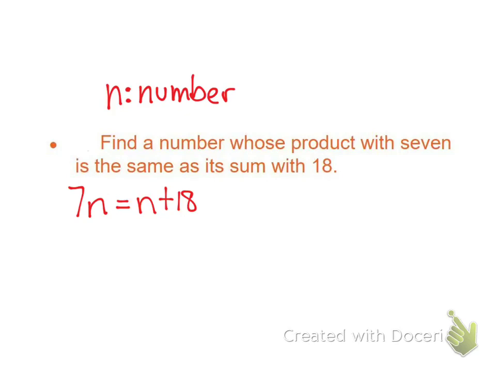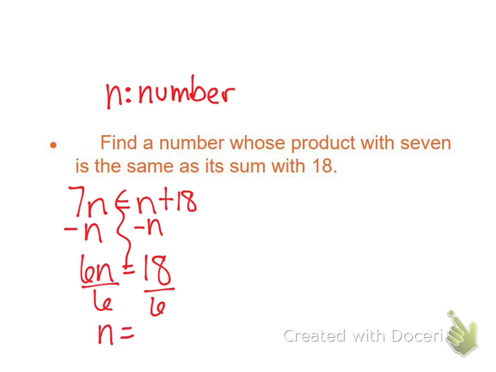Now this should be pretty straightforward to solve. Do we have any distributing? Combining like terms? No. So we can go straight to getting all of our variables together by subtracting n on both sides. What does that leave me with? 6n equals 18. Last step. N equals 3. Okay, so some of our word problems will just be translating what they tell us into an equation and solving it.